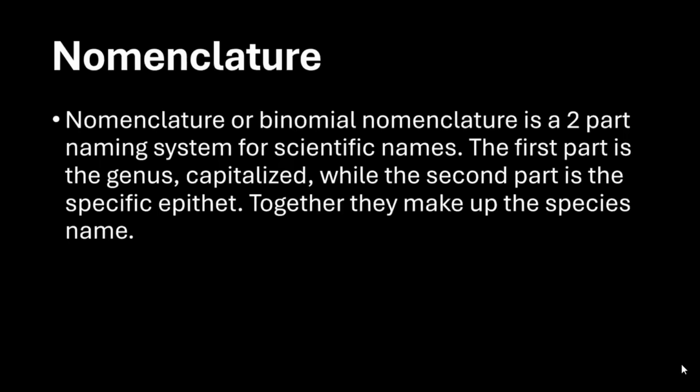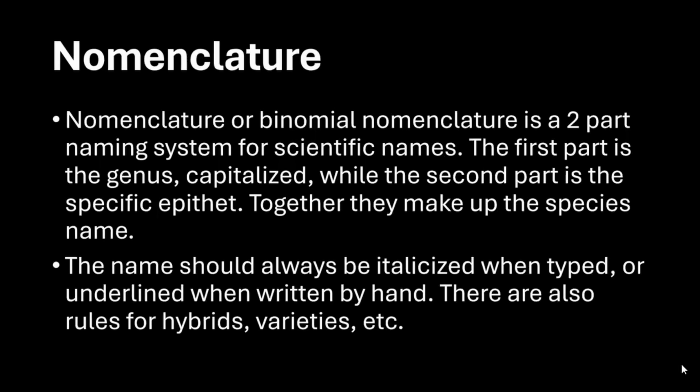Nomenclature. Nomenclature or binomial nomenclature is a two-part naming system for scientific names. The first part is the genus, and it's always capitalized, while the second part is the specific epithet. Together, they make up the species name. This name should always be italicized when it's typed out or underlined when you write it by hand. There are other rules for hybrids, varieties, and so on.